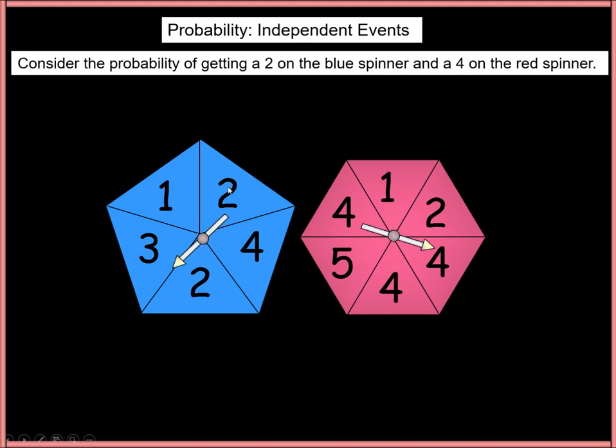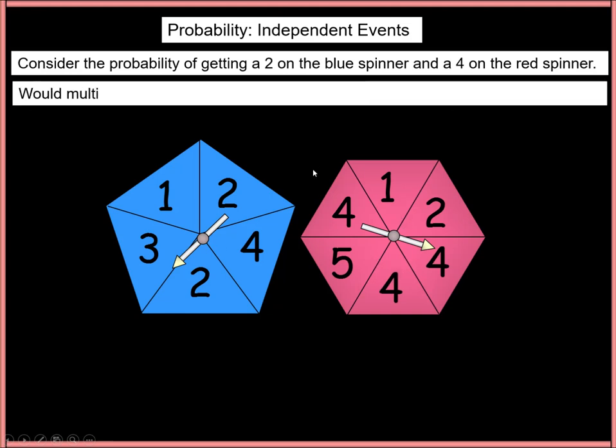So probability of getting a 2 on the blue spinner is 2 out of all 5. Probability of getting a 4 is 3 out of 6. So 2 out of 5 times 3 out of 6 gives me 6 out of 30. So I've done the individual probabilities and multiplied them because it's AND. Right? I'm looking for the AND option here.